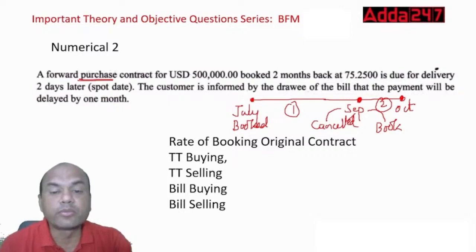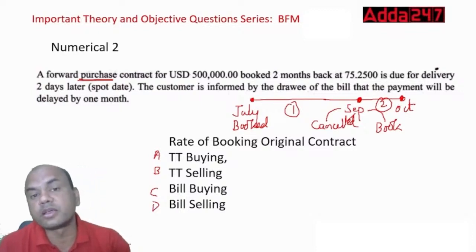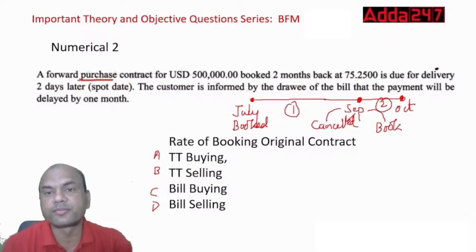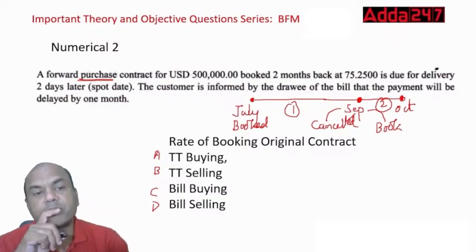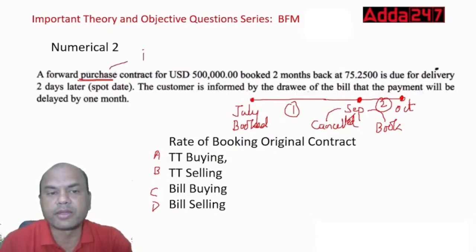So rate of booking of the original contract, means when it was booked in July, at what rate was it booked? TT buying rate. Okay, let's consider this ABCD. A, B, C and D. So now when the contract was booked in July, at what rate was the contract booked? TT buying, TT selling, bill buying or bill selling? What do you think? Purchase contract. Purchase means what? It will be buying. Okay. Purchase means buying. Buy.